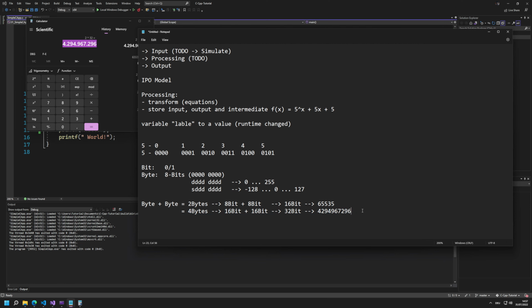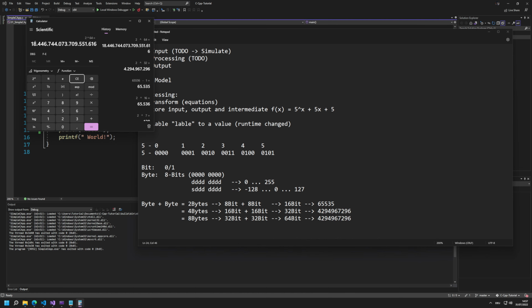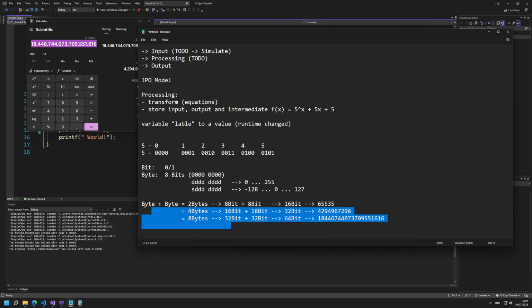And you could even bring this much further. So let's say maybe we want to have 8 bytes. If we want 8 bytes, we would have 32-bit plus 32-bit equals 64-bit. And if we do the math again, 2 to the power of 64, we would get this highly escalated number, which is, what is that? Billion, trillion, whatever. I don't really know, but it's a really large number.